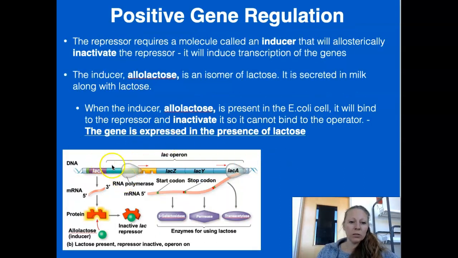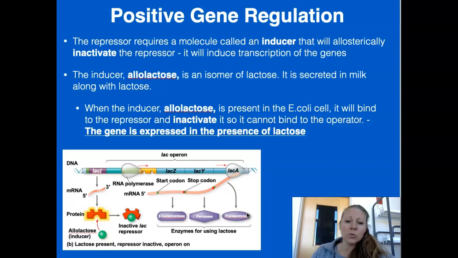So the repressor is going to require a molecule called an inducer. So this is going to induce the expression of the gene. It's going to allosterically inactivate the repressor. So here we have an inactive Lac repressor, and it's going to remove it so that the RNA polymerase can zip along and express the three enzymes that are used for the digestion of lactose.